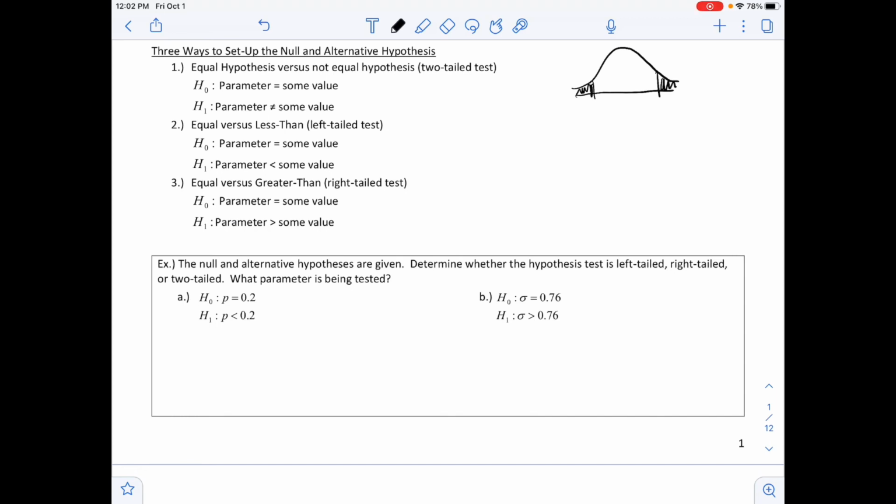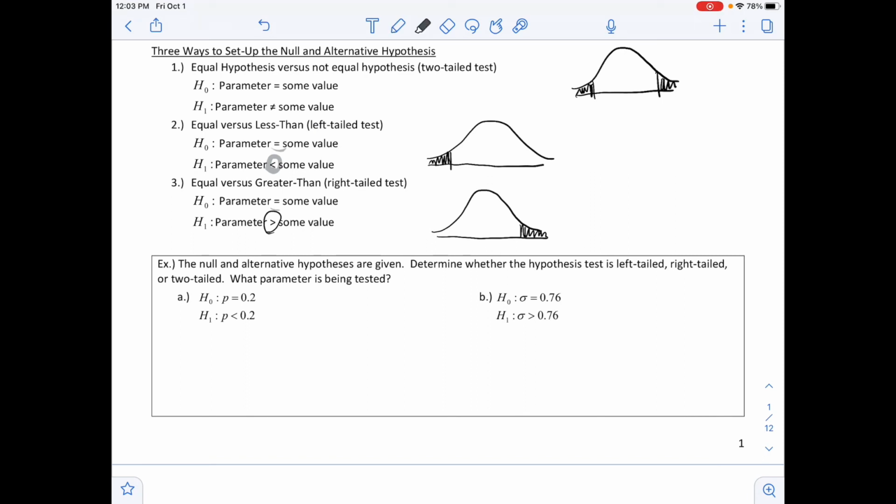The second one that we have is equal versus less than, or a left-tailed test. Since it's a left-tailed test, you'll notice that our symbol for our alternative is going to be less than. So we will be dealing with the left tail. And then the third one we have is equal versus greater than, or a right-tailed test. H0, again, is still going to be equal to. But this time with our bell-shaped curve, since we're dealing with greater than, we're dealing with the right tail.